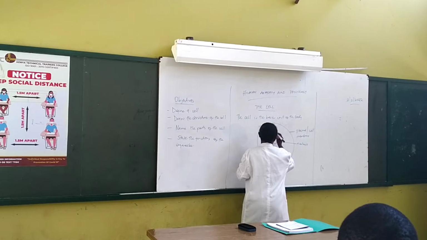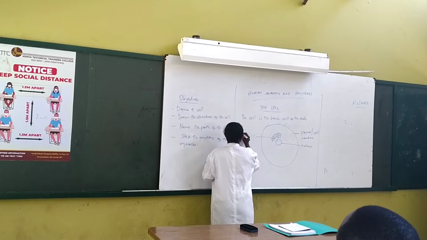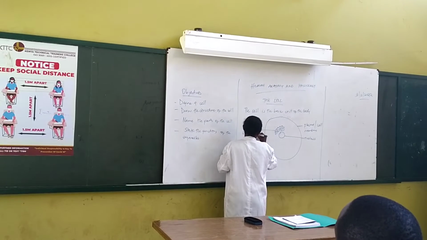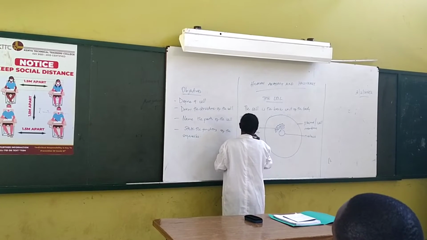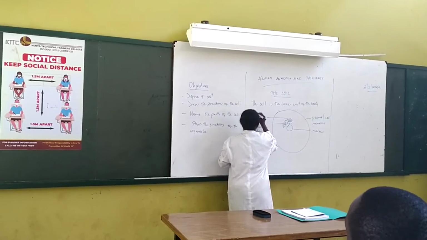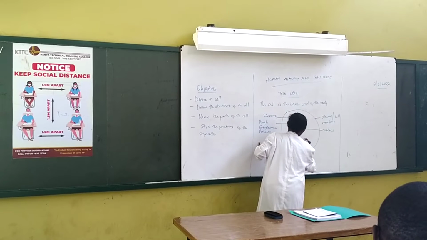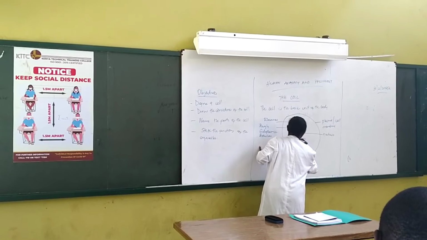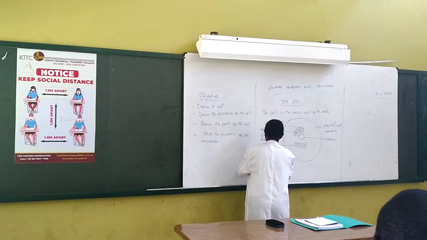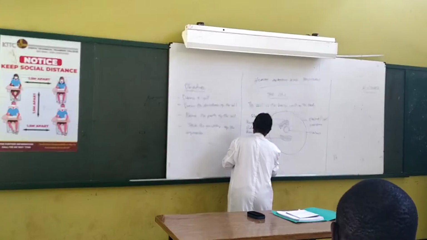the rough endoplasmic reticulum. It is rough because it has ribosomes. These are ribosomes. Then we have the smooth endoplasmic reticulum.